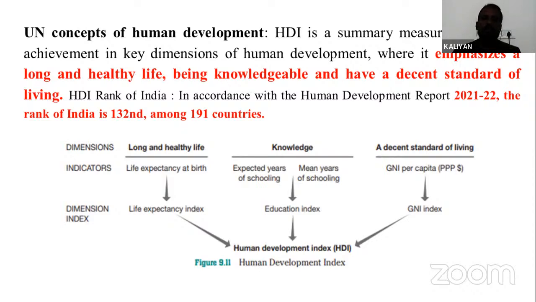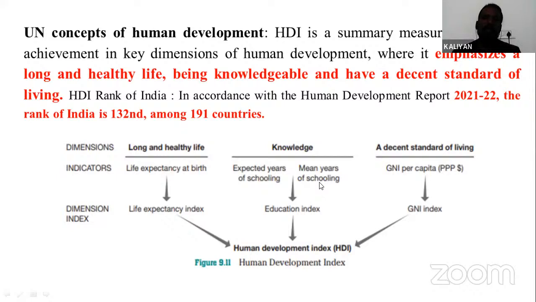The HDI, Human Development Index, is measured every year for all the member countries of the UN. They measure the human development index based on indicators. In long and healthy life, it is life expectancy at birth, the life expectancy index. In knowledge, the education level: expected years of schooling and mean years of schooling.